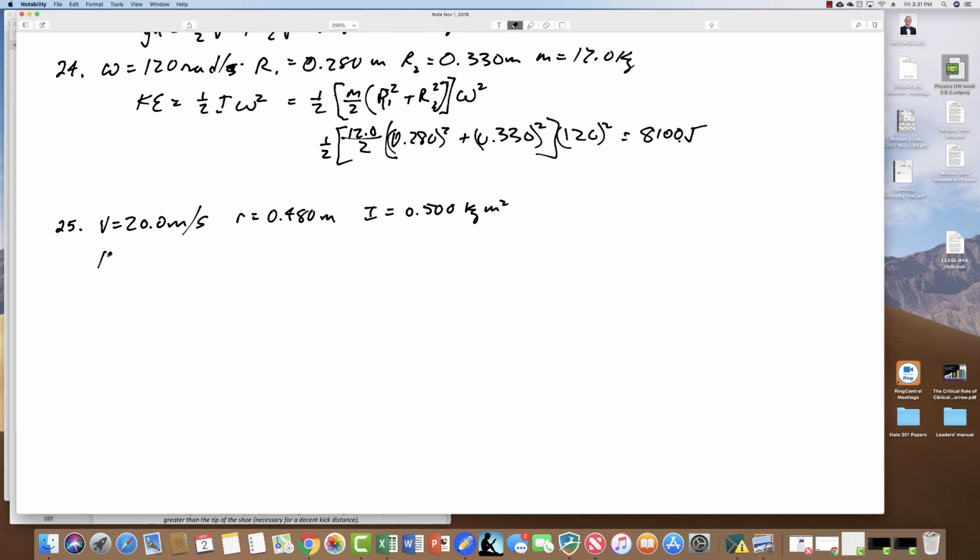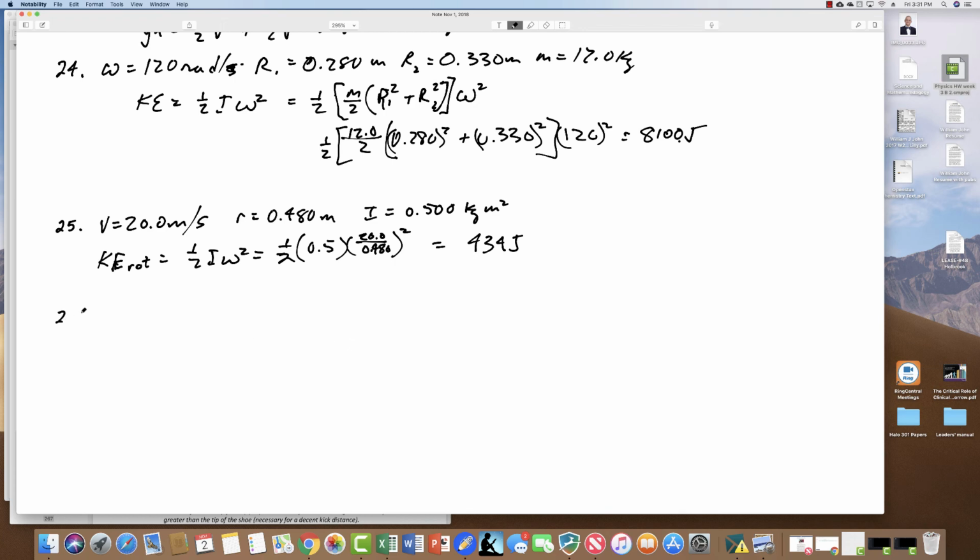Rotational kinetic energy is equal to 1/2 I omega squared. So we have to convert this to this. That's what this is all about. So this is going to be 1/2 times 0.5 times, and omega is V over R. So V is 20 and R is 0.48 squared. And if you do that, you get 434 joules of energy.